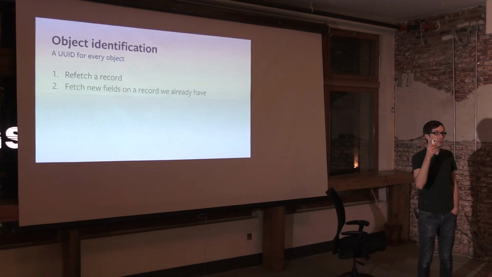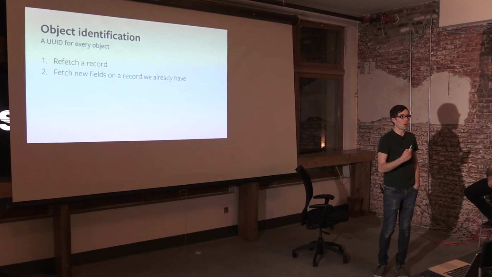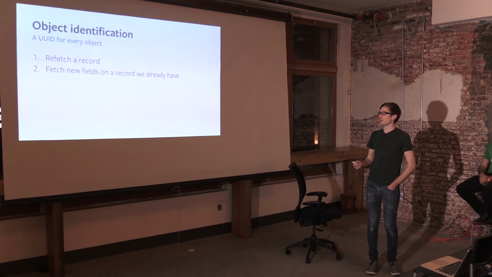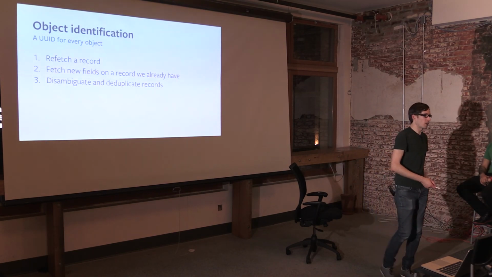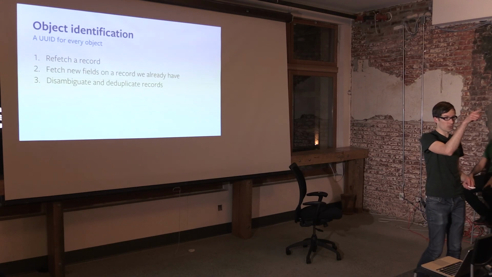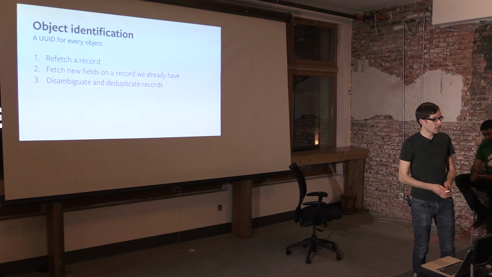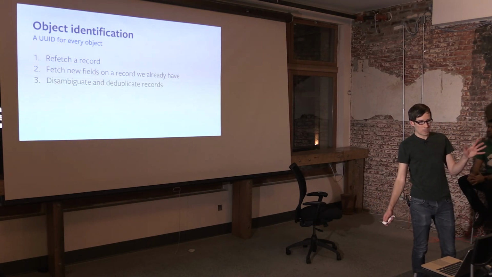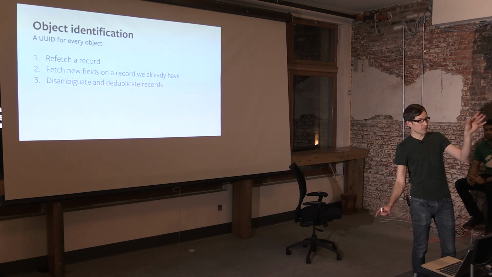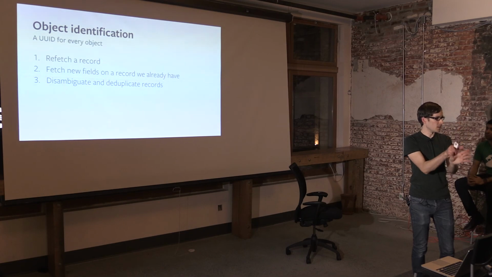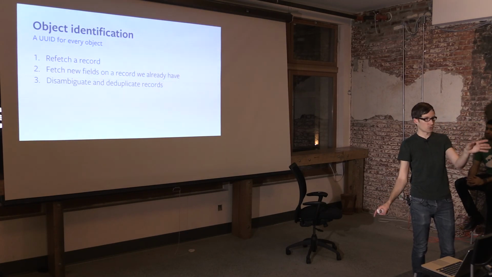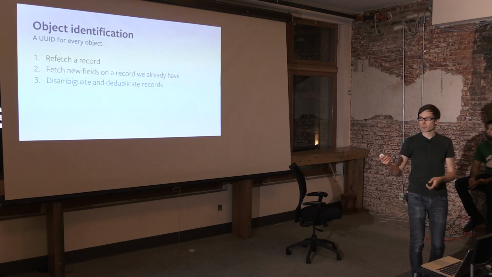Also, so that we can fetch new fields on a record that we already have. I'll show you that in 2 seconds. And the third thing is to disambiguate and deduplicate records. Let's say that you have that case where you have a graph and it has cycles in it, and you get this big JSON blob, but this record is the same as this record. Ultimately, you want to write those into the same store. If they have an ID, you can just write one of them and skip the other one.